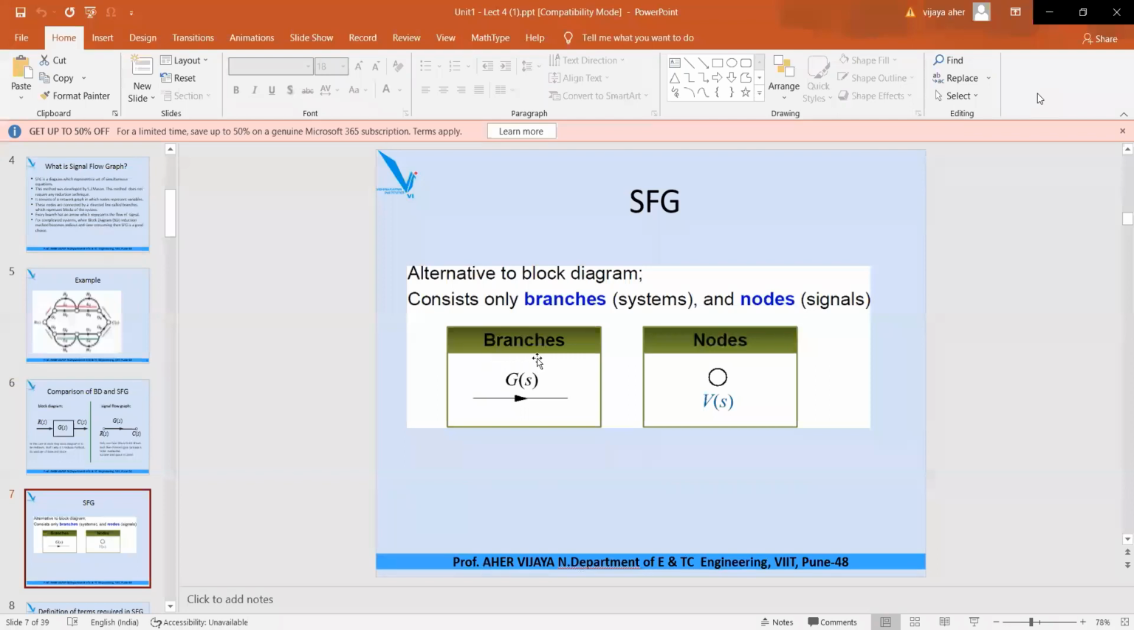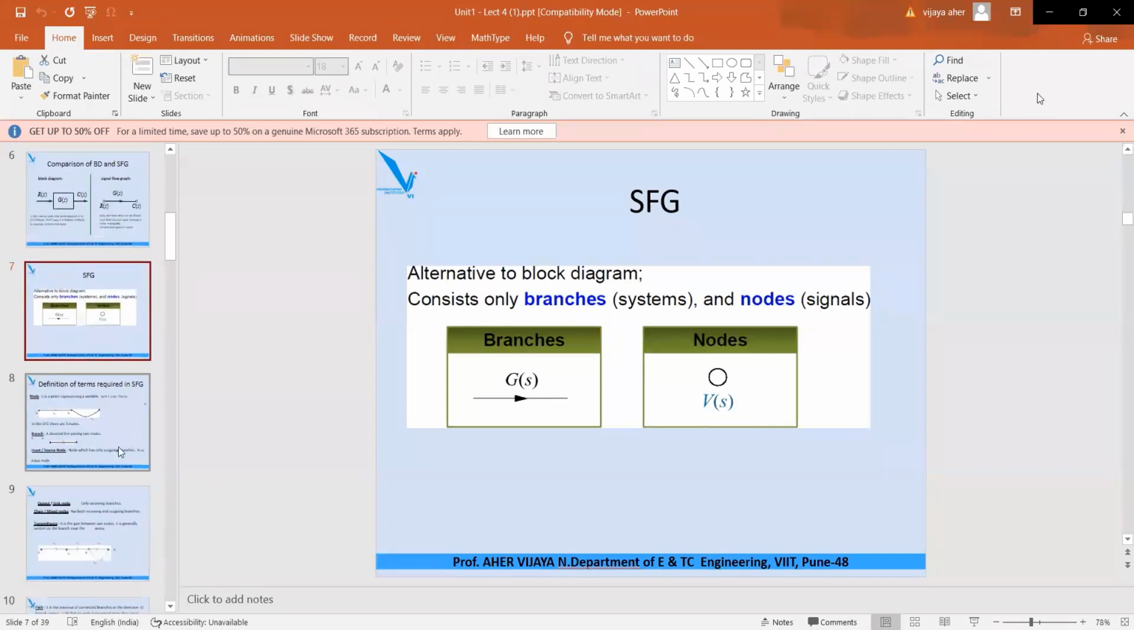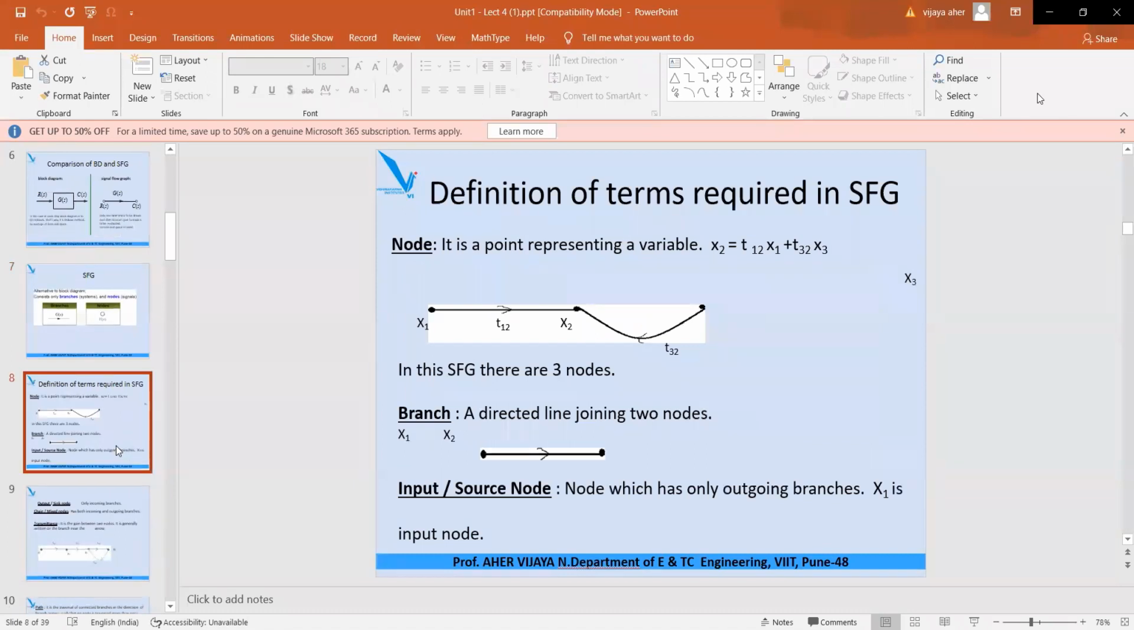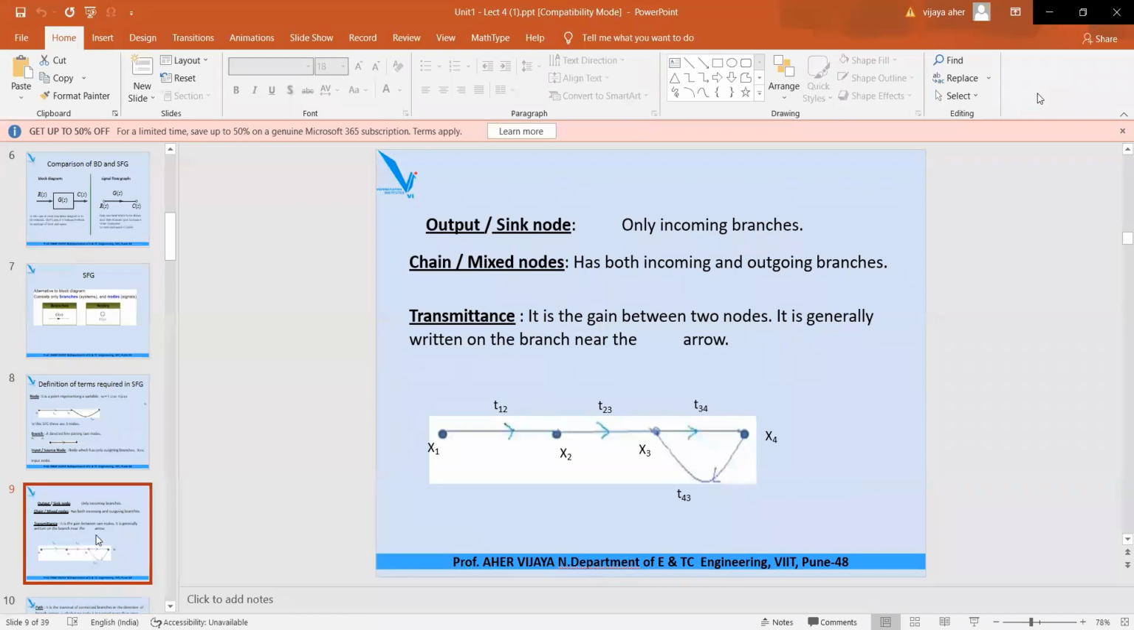Then branches are represented like this: only one line with an arrow and transfer function. Then nodes are represented like this. This Vs is nothing but the input signal, or Vs is voltage signal, you can say. This is how you can represent branches and nodes in signal flow graph. Then you have studied the important terms required in signal flow graph. Very first is node, then branch, then input node, which is nothing but source node. Output node is nothing but sink node. Then mixed node you have studied. Then transmittance. Transmittance is the gain between two nodes. It is generally written on the branch near the arrow.